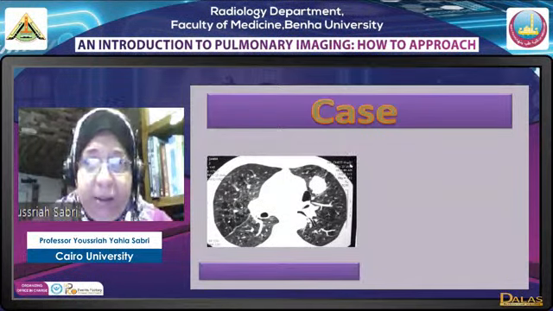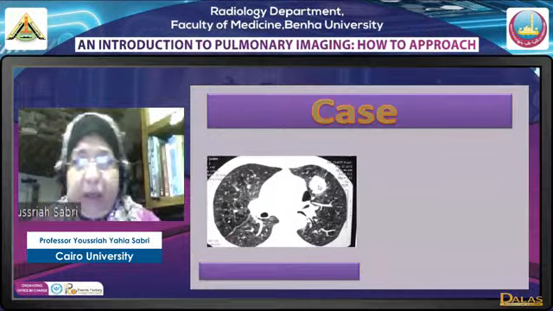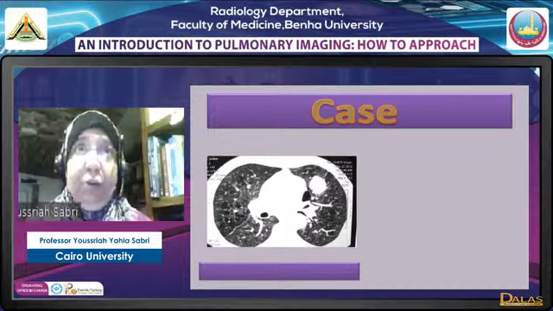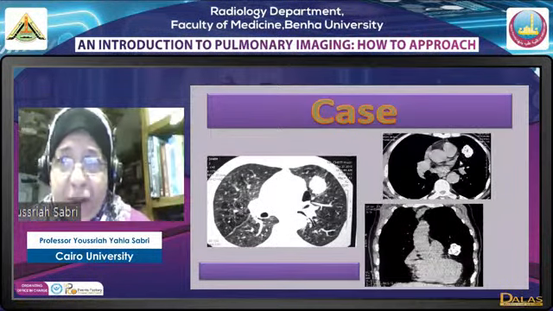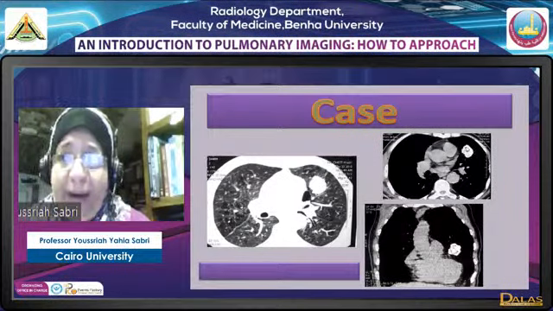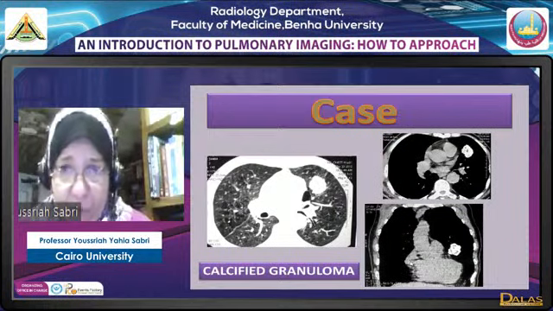Here, male, 60 years, heavy smoker with a mass lesion with lobulated outline. Are we dealing with a bronchogenic carcinoma? What should we do? To see tissue characterization, we must look at the mediastinal window. Mediastinal window shows a heavily calcified lesion that can only be a calcified granuloma. Okay?